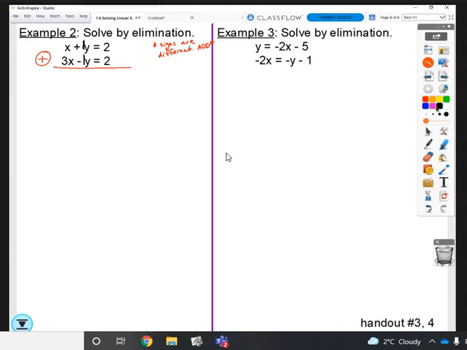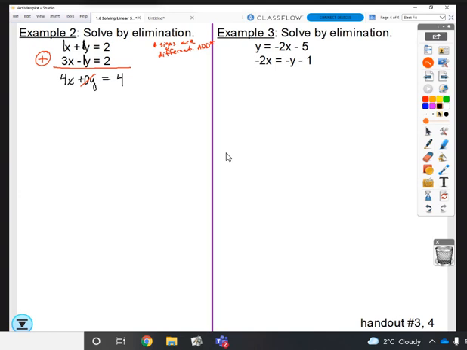So here we go. 1x plus 3x is 4x. Now we kind of shift our brain over here. 1y plus negative 1y is 0y. Lovely. Line up the equal signs the best you can. And 2 plus 2 equals 4. The y's are eliminated. You can just cross them out if you wish.